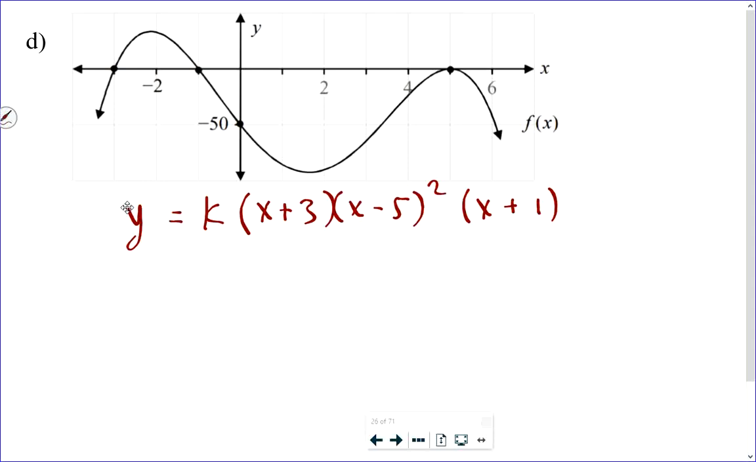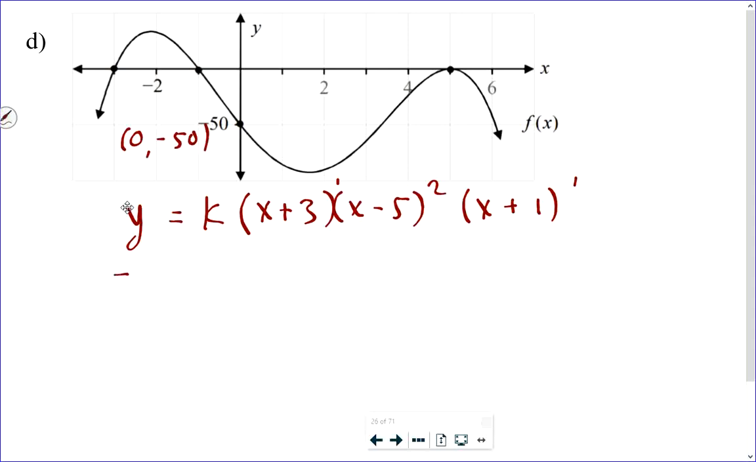I think just by inspection, looking at the graph, we can see that A, or K in this case that I've chosen, must be negative because the right arm is down. We could just do a check here. Both arms are down on the graph, so the sum of the multiplicities must be an even number, and it is. So now, how do we find K? Well, this is 0, negative 50.